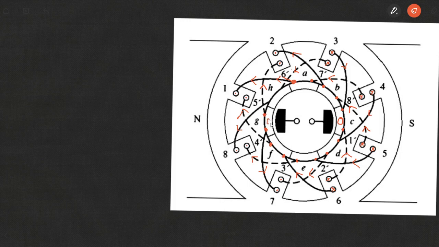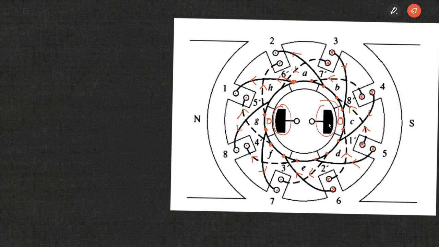Fine. So these two segments, C and G: in one segment, current is moving in from both coil sides, while at G, current is moving out from both coil sides. So the net resultant in all the other segments is actually 0, but at these two segments, either the current is moving in from both sides or the current is moving out from both sides. We actually place brushes at these two locations.